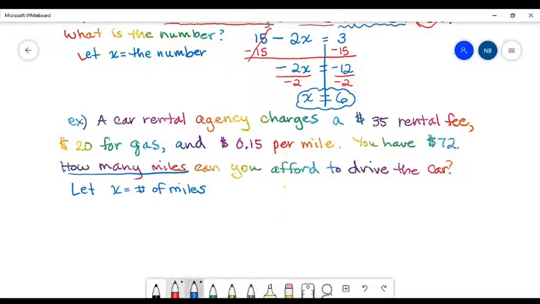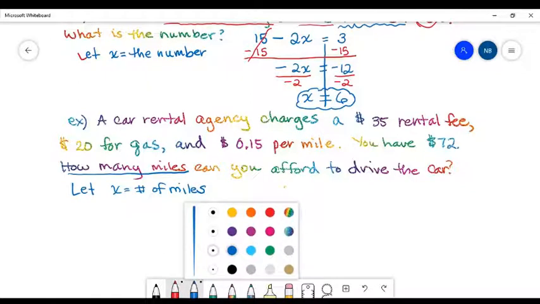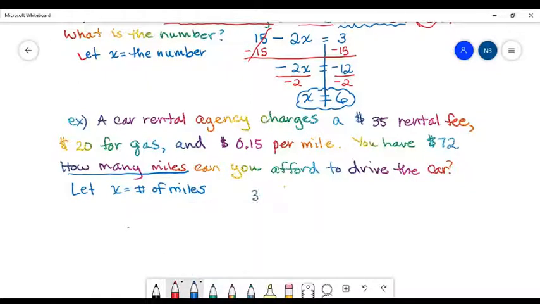Now let's take a look at the facts here. They charge a $35 rental fee. They also charge $20 for gas, and then they charge 15 cents per mile. So they don't just charge the 15 cents one time. They charge 15 cents for every single mile you drive the car.